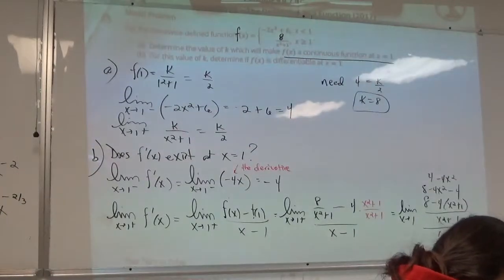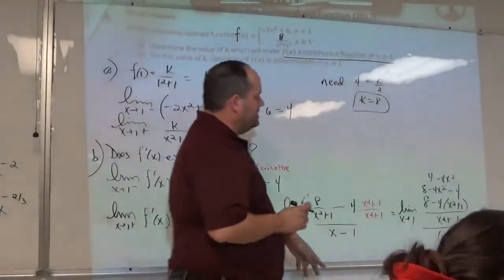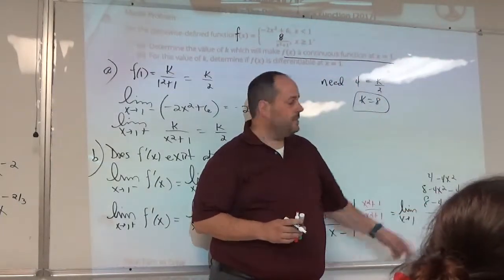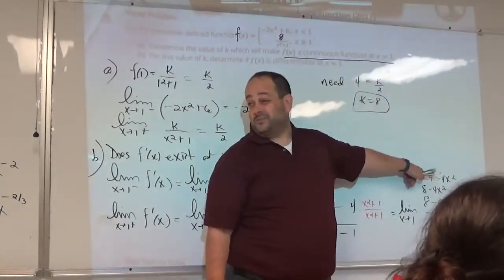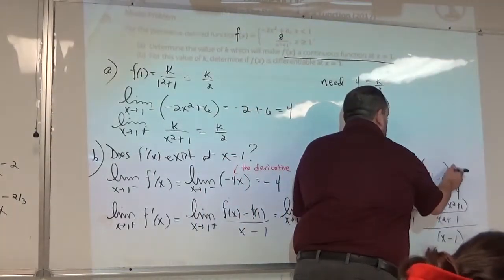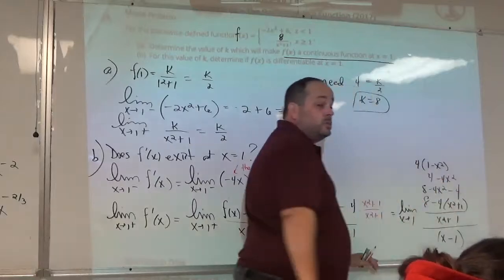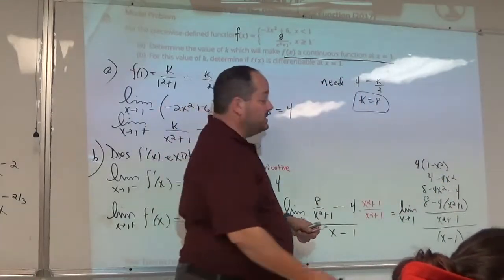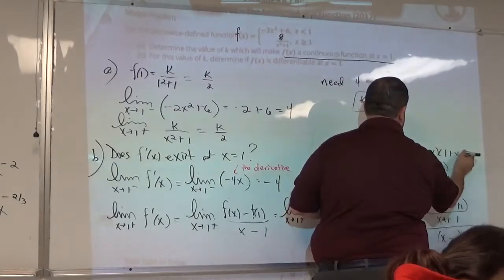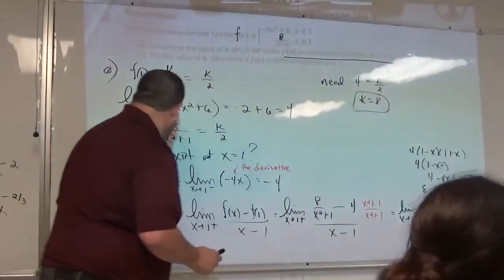I'm not canceling out yet. We are not canceling out the x squared plus 1s. The x squared plus 1's not a factor. What I can do, though, 4 minus 4x squared, I can take out a 4, and that's going to leave 1 minus x squared. And 1 minus x squared is a difference of squares. We get 1 minus x times 1 plus x.